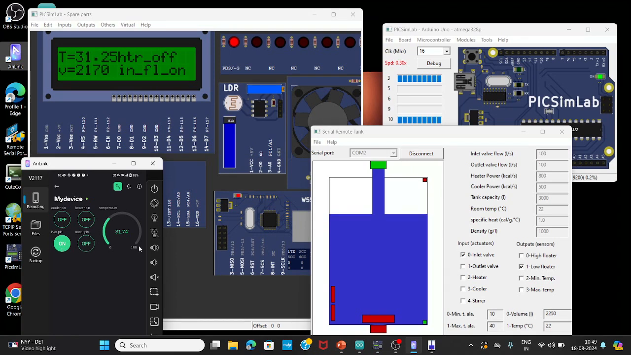When I am turning on the inlet pin, the water is filling. As per our requirement, when it reaches the maximum volume, 3000 liters, the inlet automatically turns off. And when I am switching on the outlet pin, the water is going out. As per our requirement, when the volume of the water is less than 2000, the inlet pin will automatically turn on. You can see I'm not switching on the inlet pin here. It's automatically turning on. This is our project.